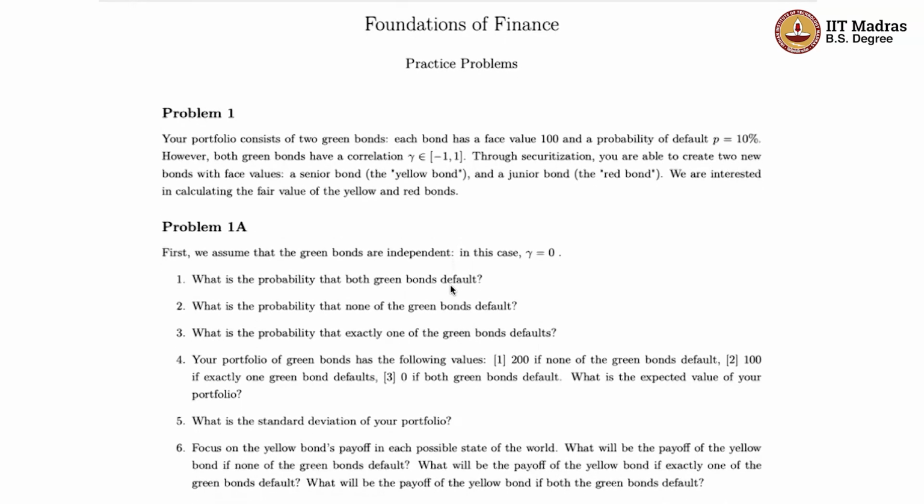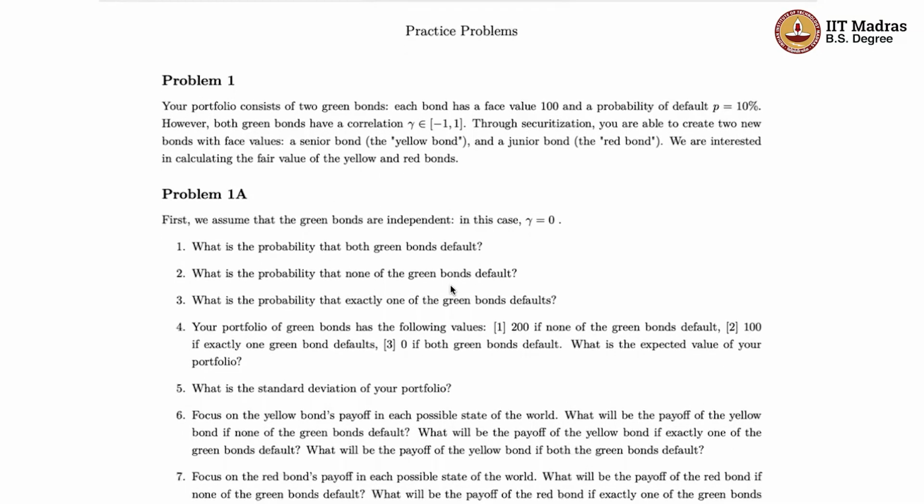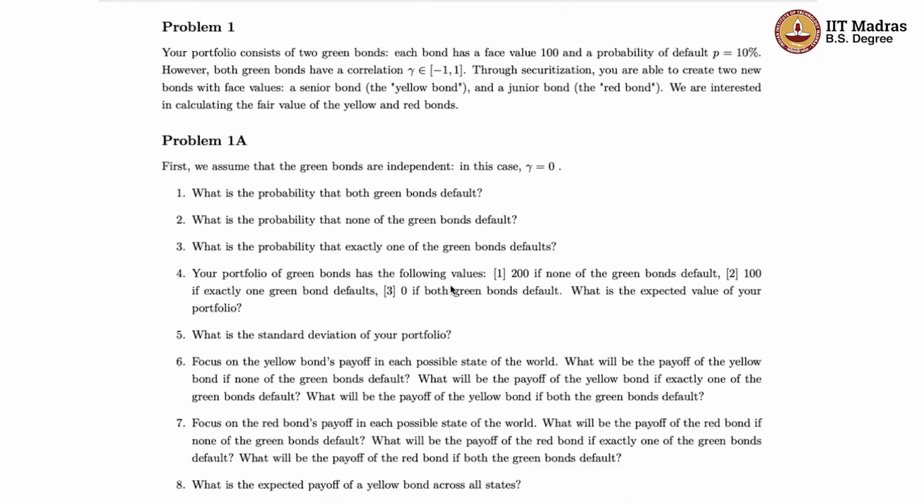So imagine that initially you had a portfolio consisting of two green bonds. Each of the bonds has a face value of 100 and the probability of default is equal to 10%. However, both green bonds have a correlation of gamma, which is between -1 and 1.